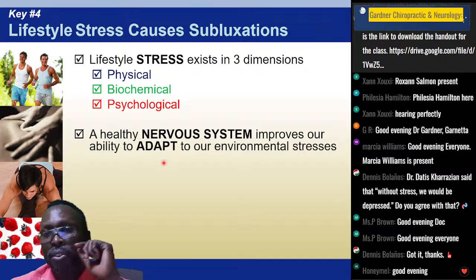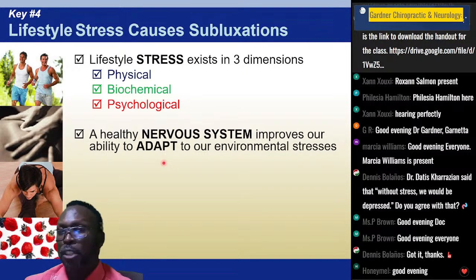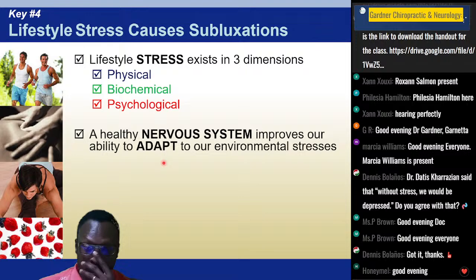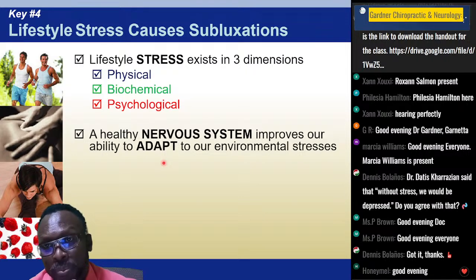Now, there are three types of stresses that our bodies can experience. One is physical, one is biochemical, and the other one is psychological. These are the three stresses that our bodies are exposed to.